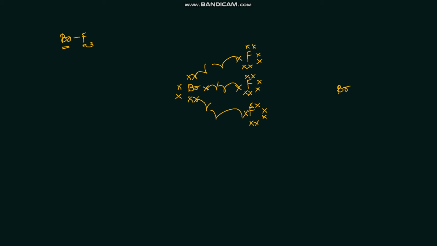Here how many covalent bonds are formed? Total 3 covalent bonds are formed. How many electrons remain? These two and these two. Means 2 lone pairs remain as they are.